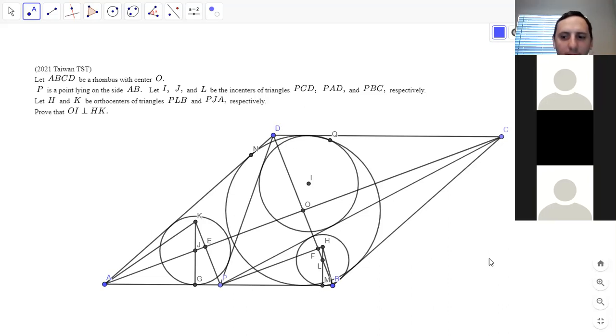So, OI. Let's see. But yeah, this was number 6 on the team selection test, and it was proposed by Buratino. You guys know Buratino? He has a lot of really, really hard problems. He has a website.